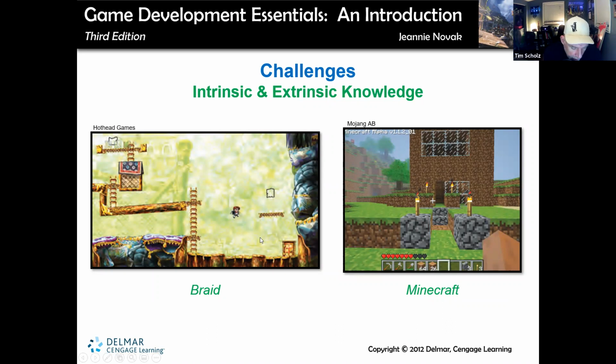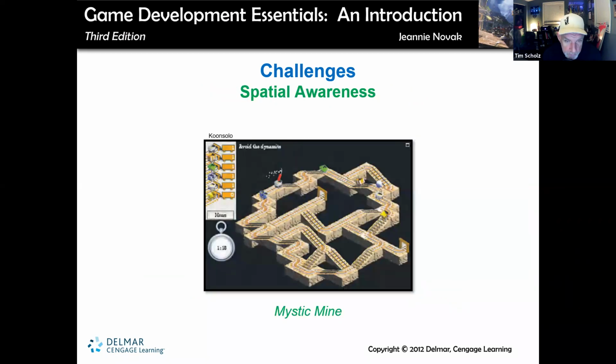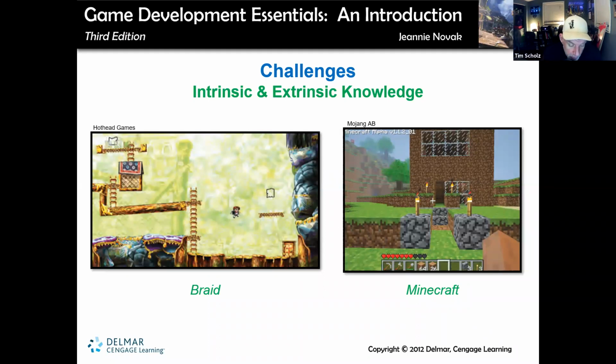So when you're talking about the concept of intrinsic versus extrinsic knowledge: intrinsic knowledge is, again, part of the challenge. It's knowledge that you gain from within the game world. So as you're going through, gaining knowledge about how a magic spell works, gaining knowledge about how to pass through a certain type of door, basically any kind of knowledge that you gain while playing the actual game is what would be considered intrinsic knowledge.